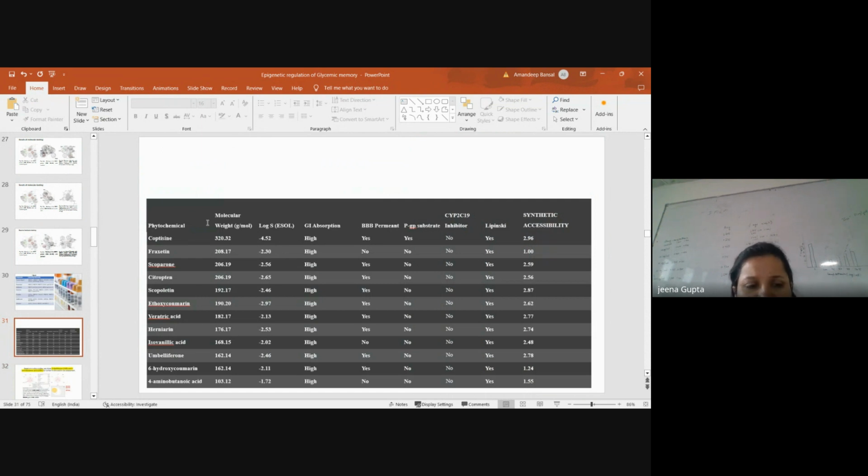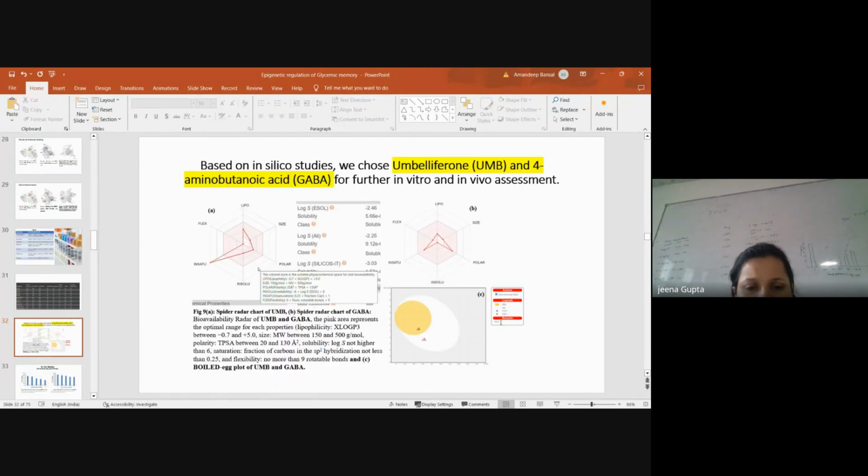Then we also compared their ADME profile by using the Swiss ADME tool, and we saw that all of the molecules which we have selected for further studies follow Lipinski's rule of five, and they can be potential drug candidates. These are the spider radar charts for comparing the ADME profile of these molecules. Based on all those molecular docking studies, we took two compounds, umbelliferone and GABA, for our further studies, because we observed that these compounds were the potential drug candidates as compared to the other similar compounds.